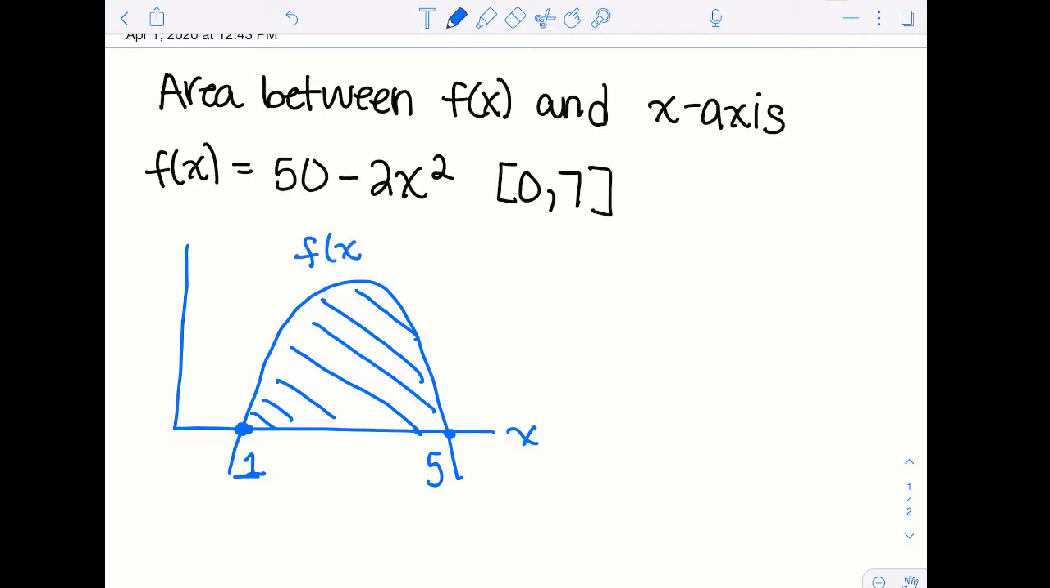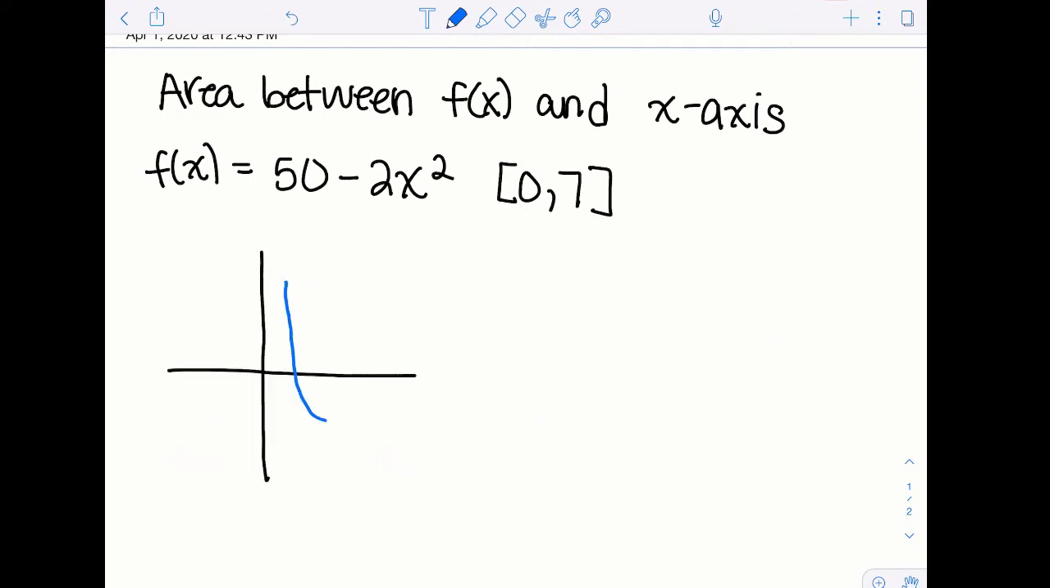And if we've got a function f of x, we find that using a definite integral. So from 1 to 5 of f of x. And that result would give us the area that's shaded in blue. Let's say instead I had a curve that looked something like this. So this is our function f of x.